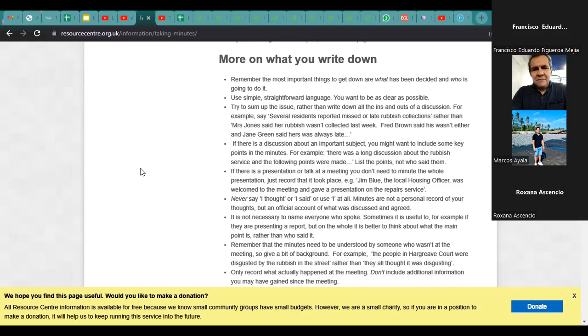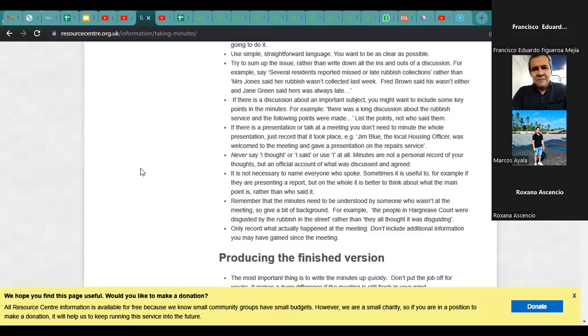Is there a discussion about an important subject? You might want to include some key points in the minutes. For example, there was a long discussion about the rubbish service and the following points were made. Minute the point, not who said them. If there is a presentation or a talk at the meeting, you don't need to minute the whole presentation. Just record that it took place. E.g., Jim Blue, the local housing officer, was welcomed to the meeting and gave a presentation on the repair service. Never say I thought or I said or use I at all. Minutes are not a personal record of your thoughts, but an official account of what was discussed and agreed.